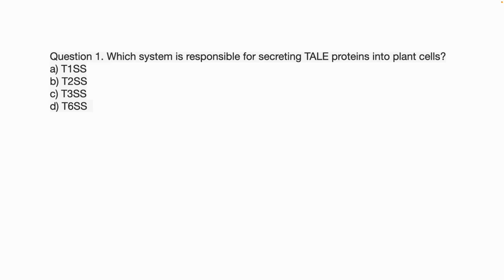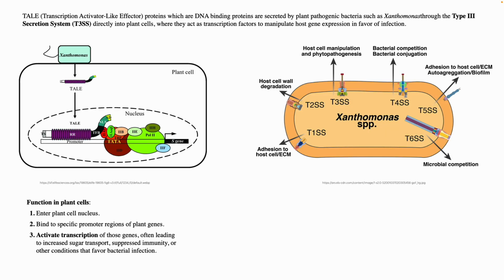So the correct option for this question was option C, T3 secretion system. So, as already mentioned, TAL stands for transcription activator like effector proteins. They are DNA binding proteins secreted by the plant pathogenic bacteria Xanthomonas, and they are secreted by the type 3 secretion system of the bacteria directly into the plant cell, which further regulates the transcription machinery of the plant, which will help its further bacterial infection.